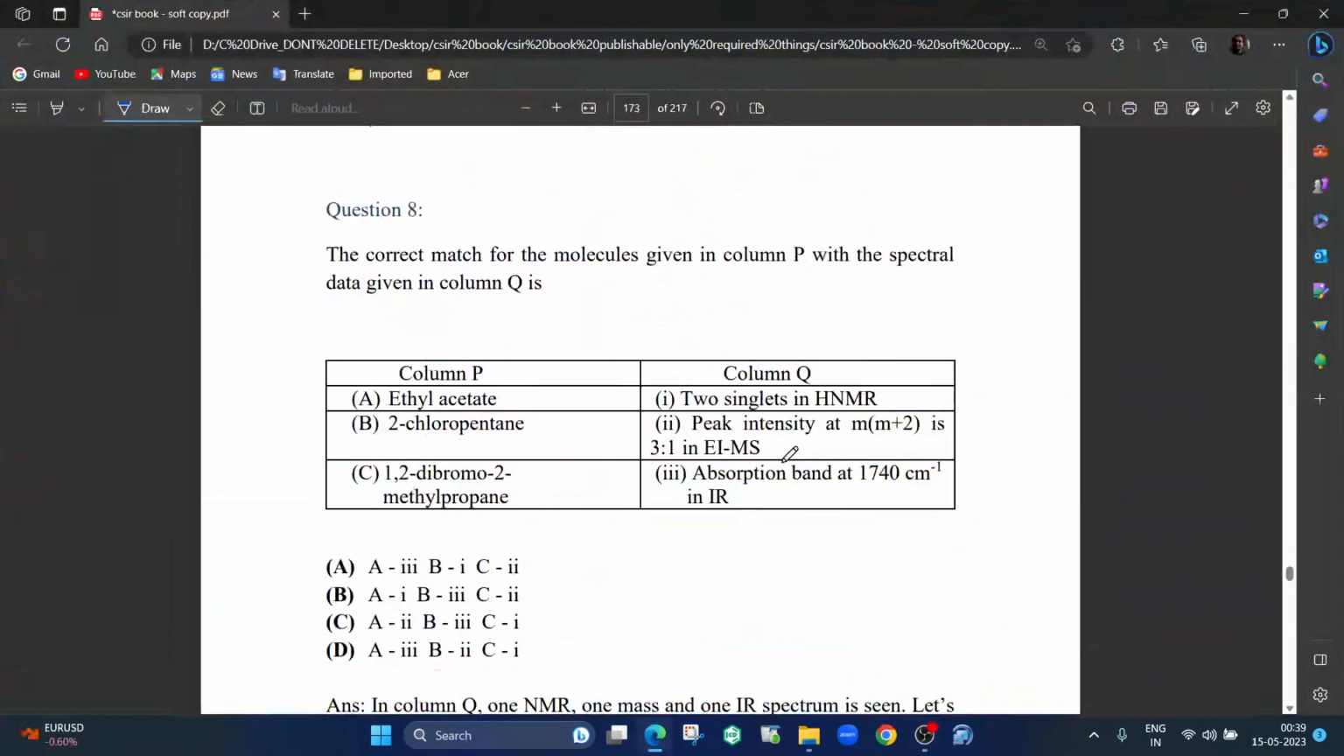Then the second one is peak intensity at M plus 2 is 3:1 in M is 2. Sorry, I missed this, M is 2. Okay, so M is 2, M plus 2 is 3:1 in EIMS. It's basically mass spectrometry. And then the third one is absorption at 1740 per centimeter in IR.